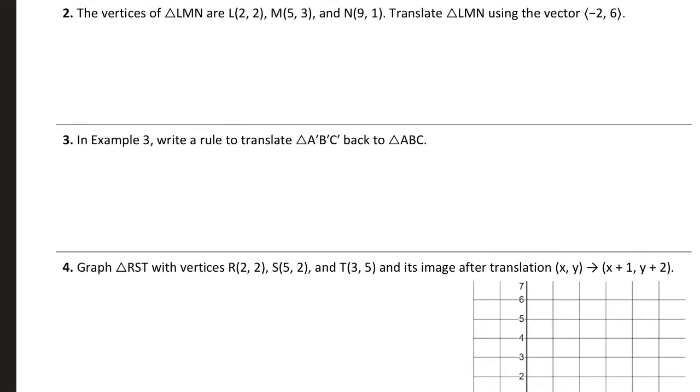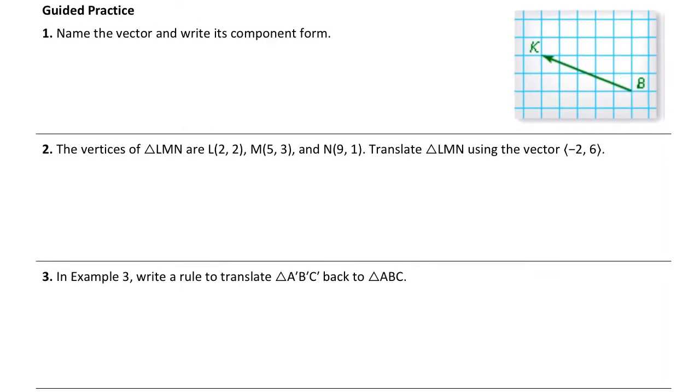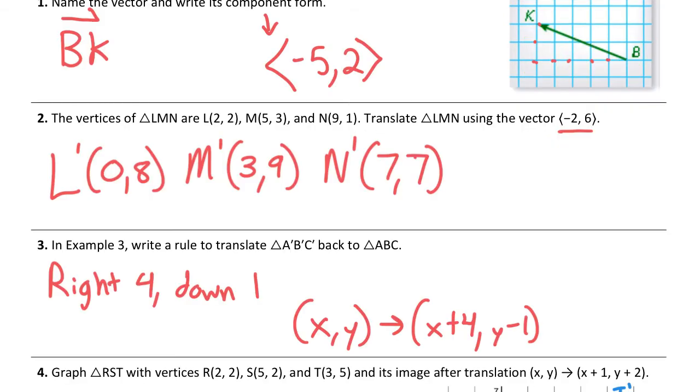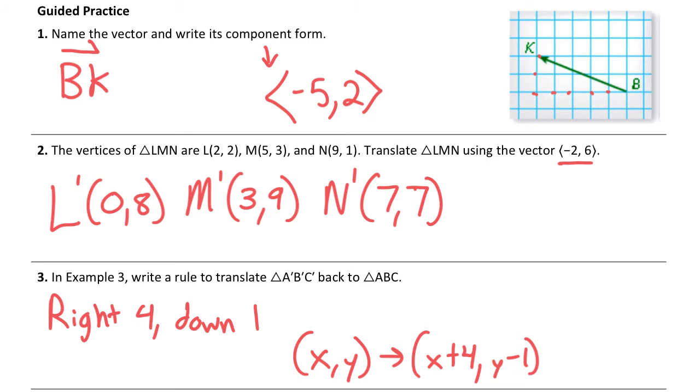So the last thing I want to show you is this guided practice. I'd like you guys to take a minute, pause the video, and work through these so that you can move on to the next step in the lesson. Okay, so to explain the guided practice, number 1, you'd name that vector BK because it's pointing from B to K. And I counted, it went left 5 and up 2, so my component form was -5, +2.